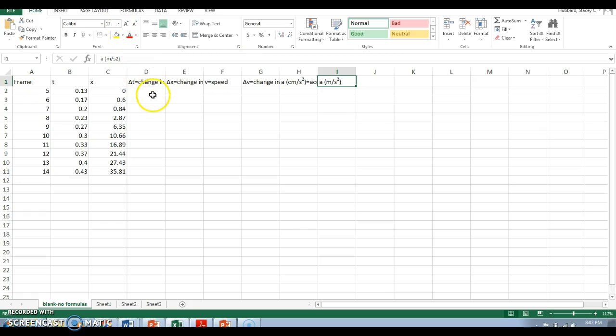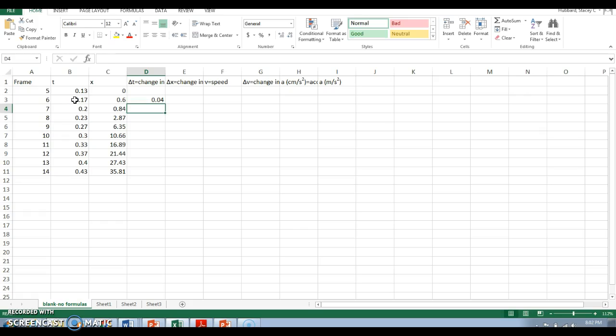Okay, so to get change of t, up here again, we said we can't put anything here. We're going to leave that blank. You can't have any change. So just leave that line blank. Let's go to line 6. If I want change in t, I'm going to go to my t column. Well, in frame 6 it's 0.17 minus the frame above it, 0.13. You should get 0.04. Okay?